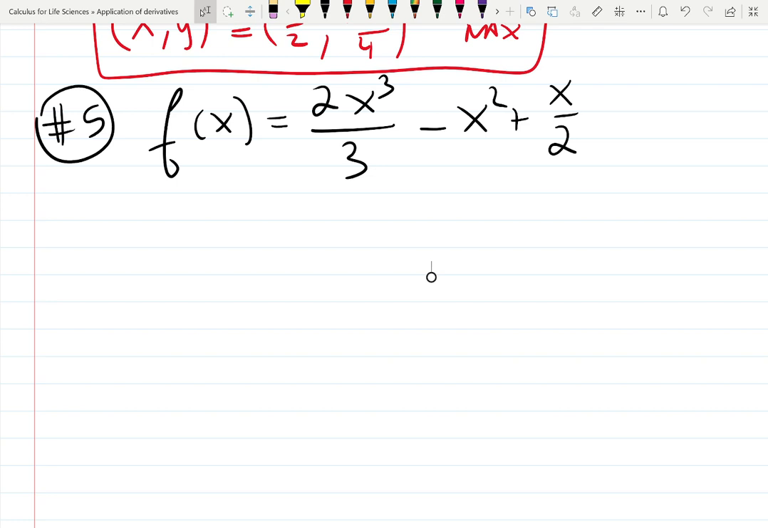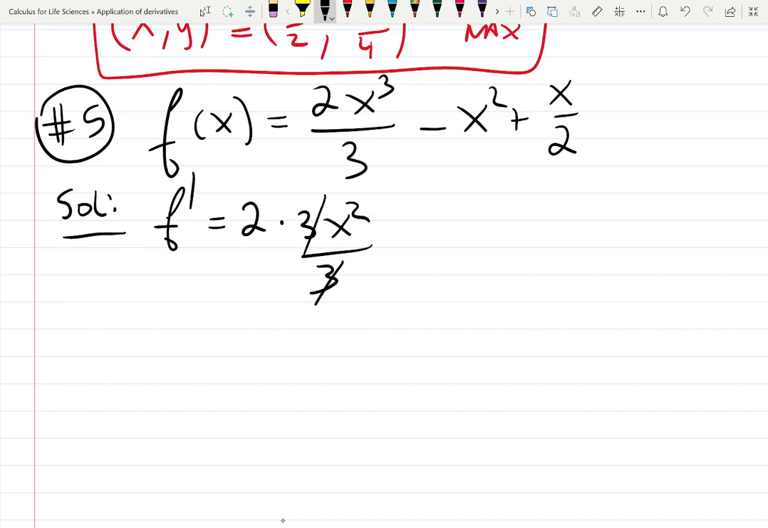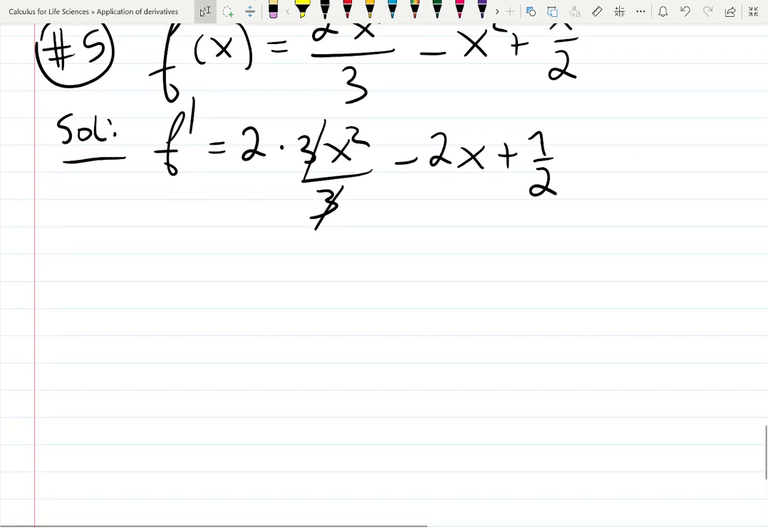Extrema, extreme values. You start with the first derivative. Solution. F prime is, first find a derivative. Do you all see that's going to be 2x squared? Simplifying fast. 3 goes down, 3 cancels out with 1/3. X to the second. Maybe I should write it down. It's going to be 2 times 3x squared over 3, cancels, minus 2x plus 1/2. Review differentiation, that's important.